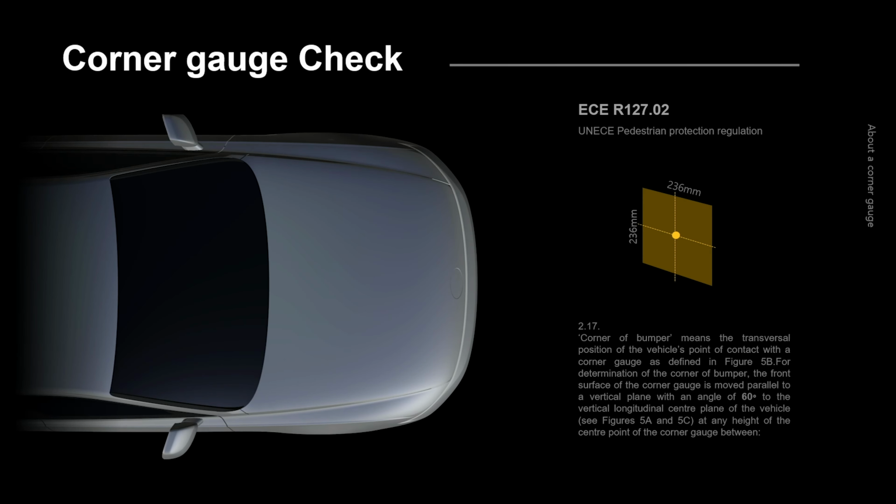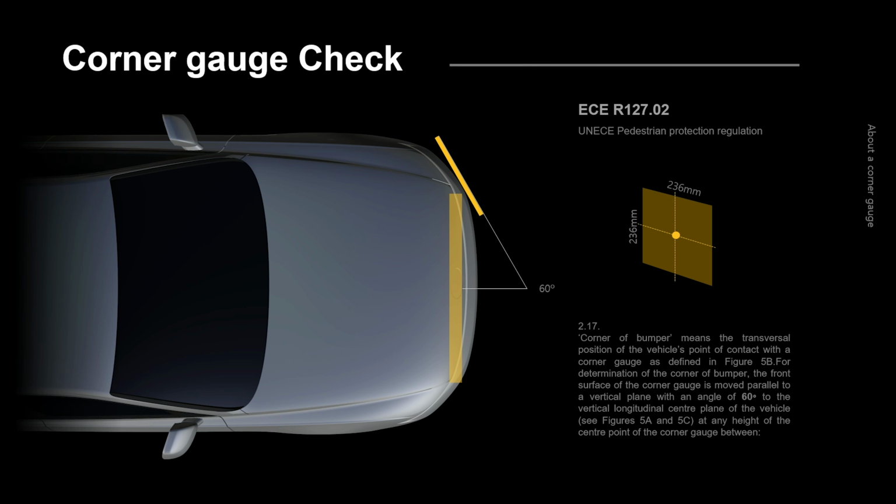Next, let's talk about the corner gauge check. This one comes from pedestrian protection regulations, specifically from UNECE. And for global manufacturers, this isn't optional, it's mandatory. The rule defines the corner of the front bumper using a 236 by 236 millimeter scale plan, tilted at 60 degrees.